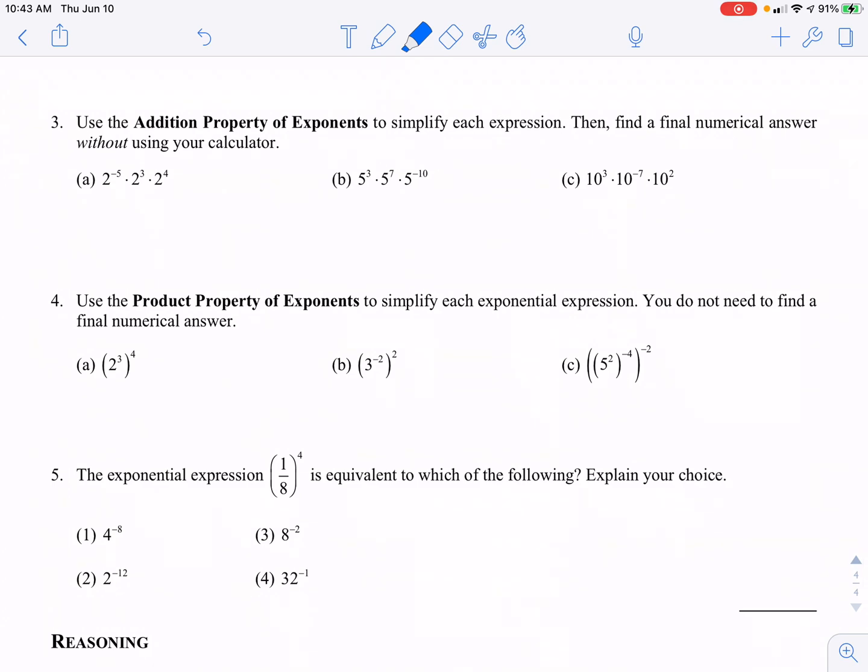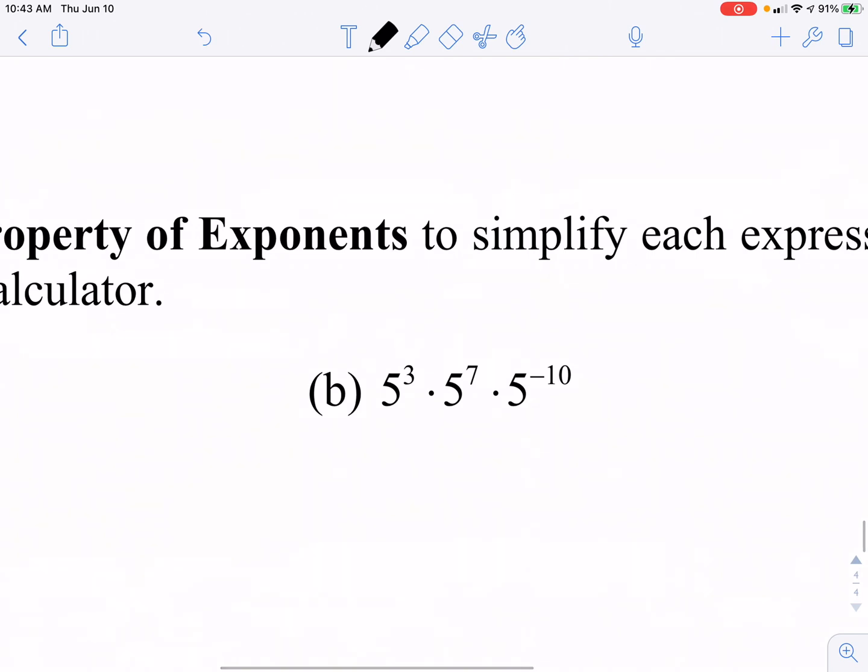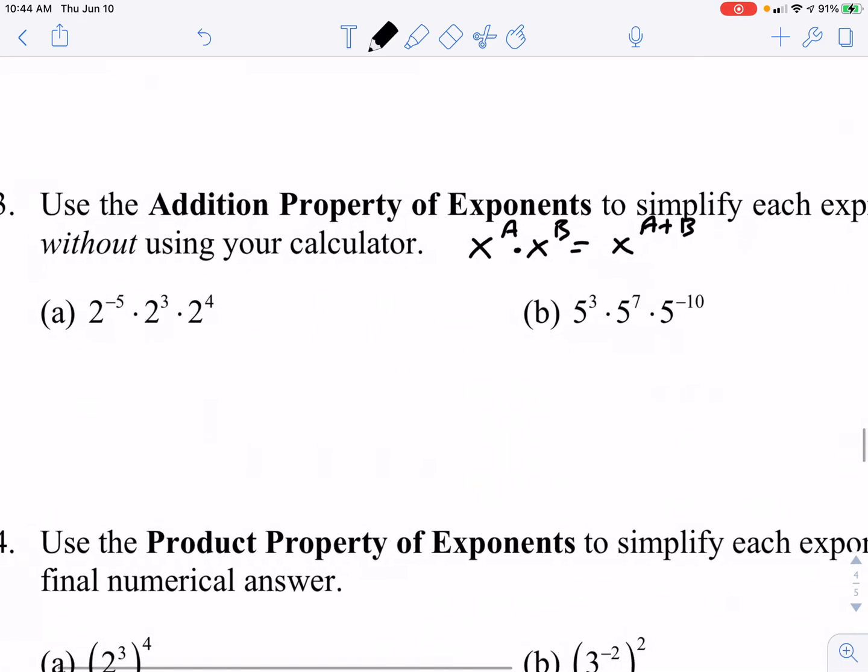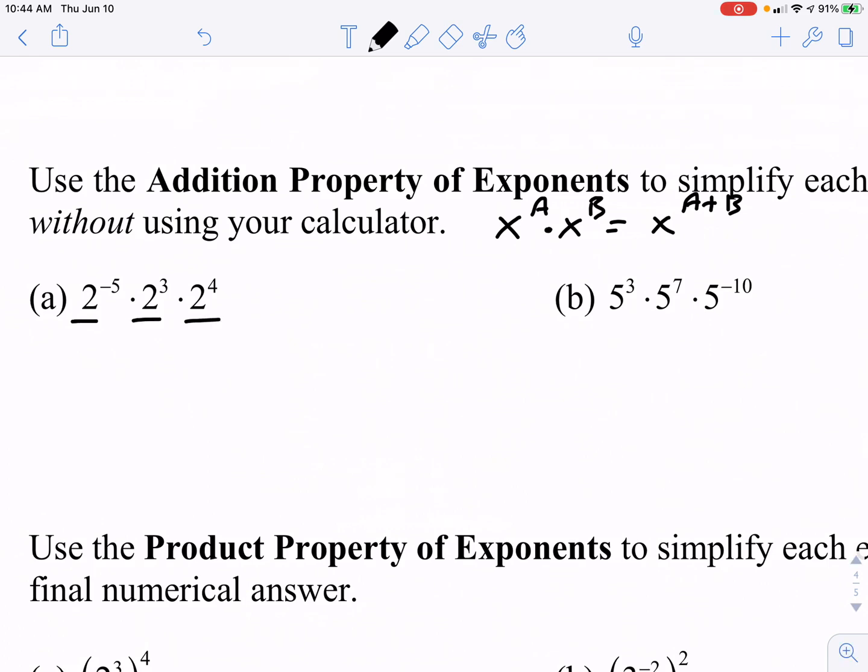In exercise 3, we're going to use the addition property of exponents to simplify each expression, then find a numerical answer without using a calculator. Well, what is this addition property of exponents? The addition property of exponents says that if we have x to the a power times x to the b power, and the bases are the same, we end up adding the exponents, and it's x to the a plus b. So let's use that property here. We have the same base, so we're going to take all those exponents and add them together.